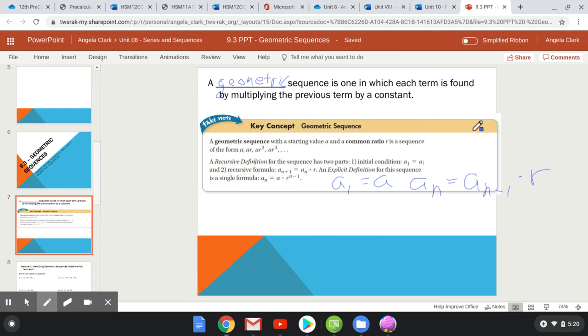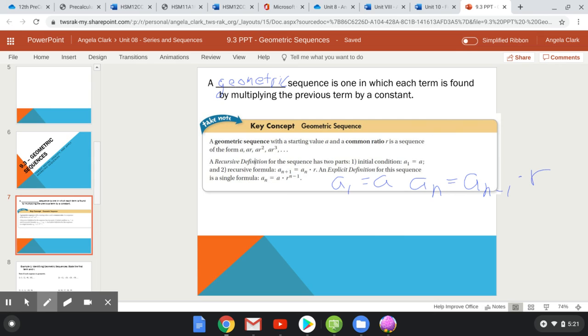So this is going to be our recursive formula, right? If we know what our first term was, then the next term is just always going to be multiplying by R. So to get term 2, I would multiply A times R. To get term 3, I would multiply term 2 by R. To get term 4, I'm going to multiply term 3 by R, right? It's the same thing, just over and over again. That's how recursive formulas work.